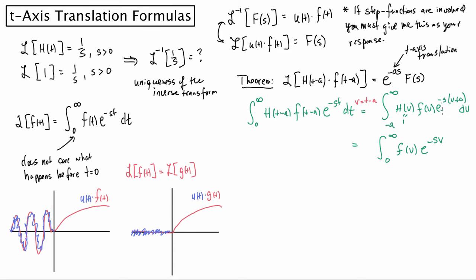Now if you look here, I have an e to the minus as. I'm going to factor that out. The reason I can do that is because the integral here is with respect to v. And so if you look at what happens, then the piece in blue there is simply the formula for the Laplace transform of the function f, which we would call capital F. So this is a big formula, one that you're definitely going to want to commit to memory.